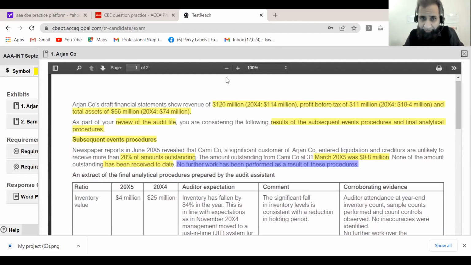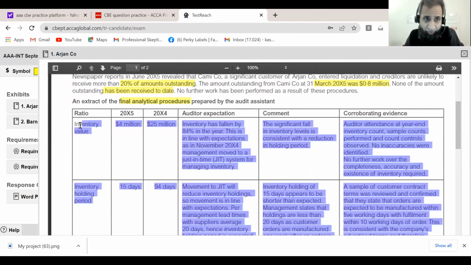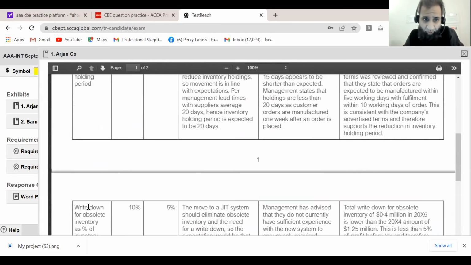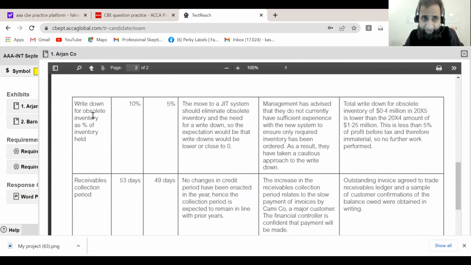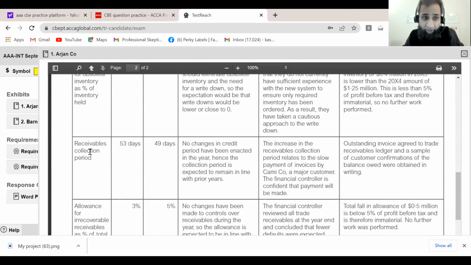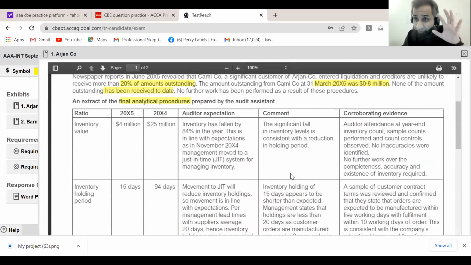Okay, now look at the analytical procedures. How many issues have we identified in the analytical procedure? One is the inventory value. One is the inventory holding period. One is the write down of the obsolete inventory, and one is the receivable collection period, and one is the allowance for irrecoverable receivable, right? So there are 5 issues in analytical procedure.